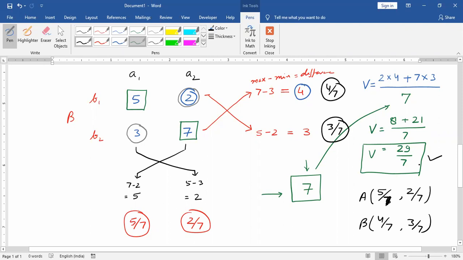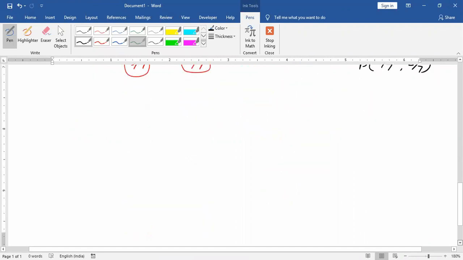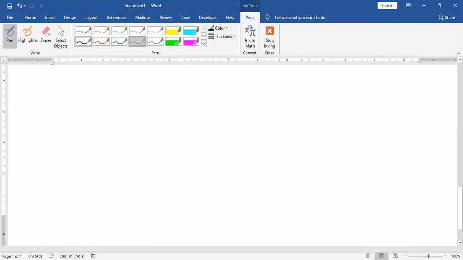Right. We will do one more question so that you will clear each and everything in your mind. I'm going to do one more question related to a 2 by 2 matrix where we don't have a saddle point. I'll take one more question, and I'm not going to take a negative value this time. So again, the question is what?